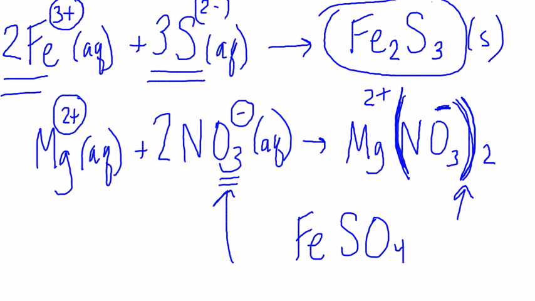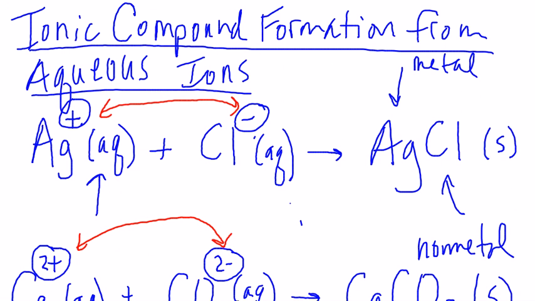Because if you don't, something like Fe(SO4), let's say if the iron is 3 positive and the sulfate is 2 negative, the compound that forms between iron and sulfate, if we simply put a 3 here and a 2 here, the iron clearly is just fine, but the sulfate looks like SO43. To avoid that problem, we add parentheses, letting us know that it's the SO4 as a group that's taken 3 times. That's how you form ionic compounds from aqueous ions.